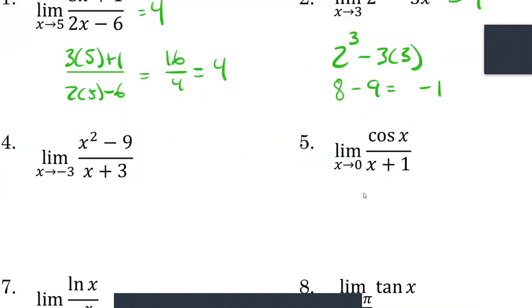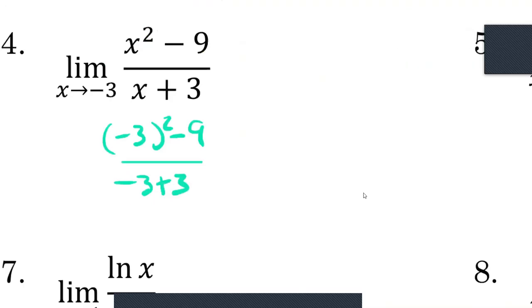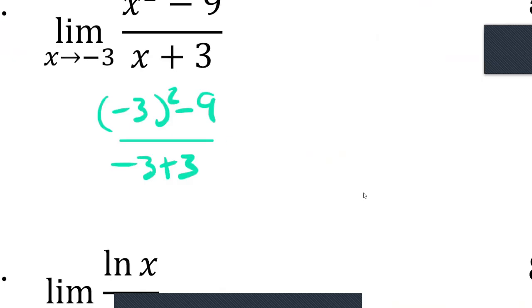If I went to question number 4, here we get a little bit of an issue. Because if I plug in negative 3, I get negative 3 squared minus 9 over negative 3 plus 3. And oh no, we get a 0 over 0. So we get an indeterminate form. A couple of things we could do.